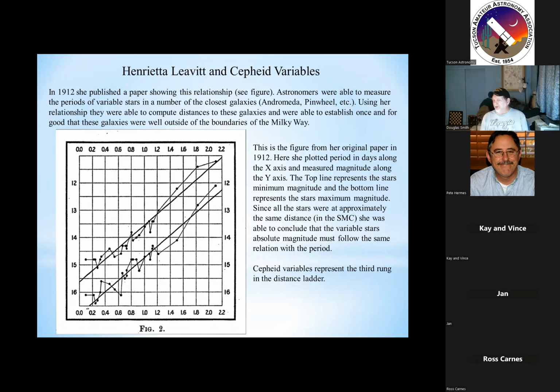This was extremely important because this is how Hubble first was able to establish that at that time they were called nebula, the Andromeda Nebula, the Pinwheel Nebula. This was how he was able to ascertain that the Andromeda Nebula and the Pinwheel Nebula and these other galaxies were not part of the Milky Way. They were way outside the Milky Way's boundaries. And this is the method he used to determine that. The Cepheid variable method is called the third rung on the distance ladder.